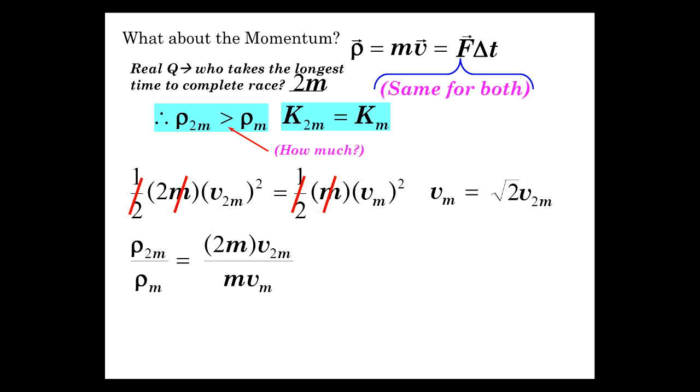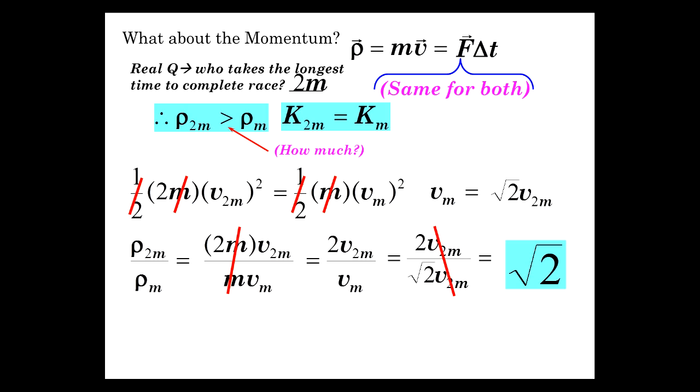So the ratio of the momenta equals the mass times velocities, and so there they are. Now the m's go away again. Now we can express the velocities as such, but recognizing that the velocity of the single mass is the square root of 2 times the velocity of twice the mass, we can replace it and then divide it out, and we have the square root of 2. So the ratio of the momenta is rad 2 in this case.